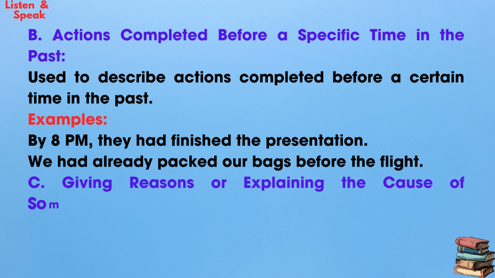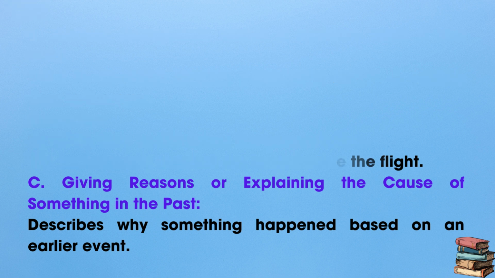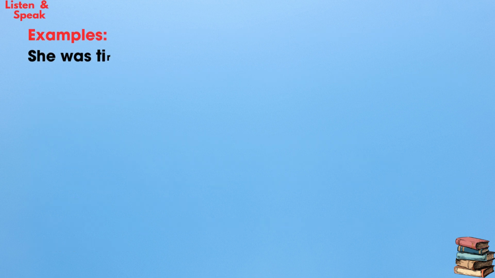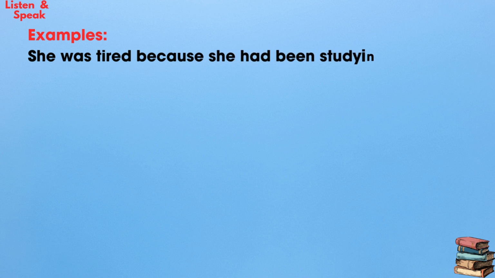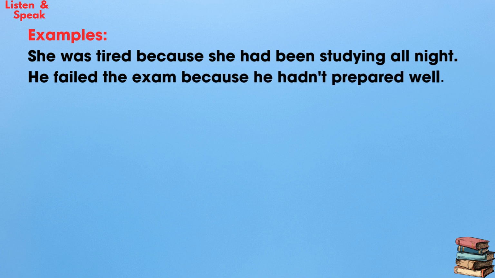C. Giving reasons or explaining the cause of something in the past. Describes why something happened based on an earlier event. Examples: she was tired because she had been studying all night. He failed the exam because he hadn't prepared well.